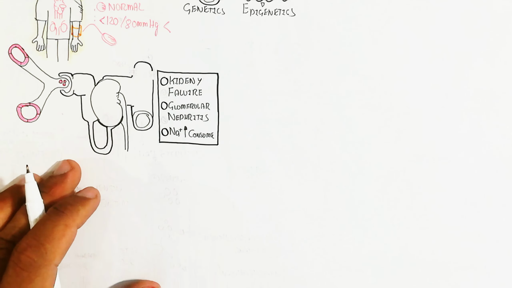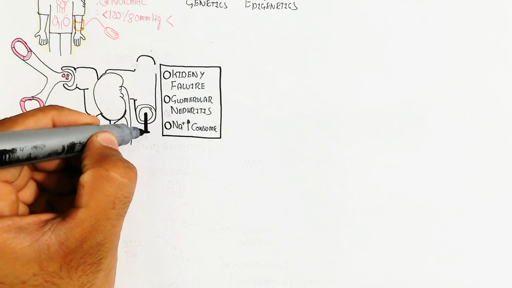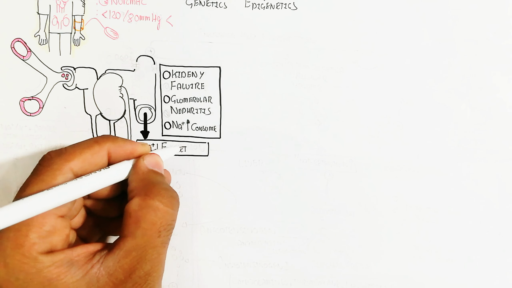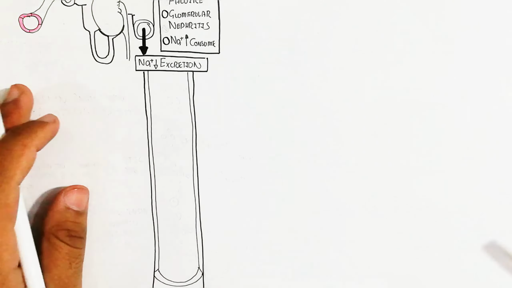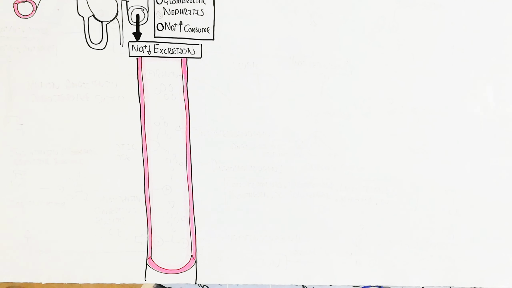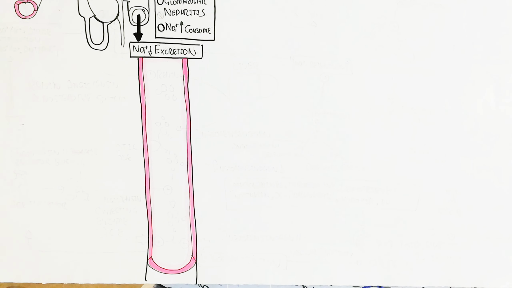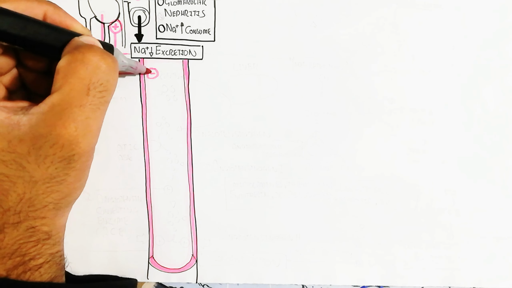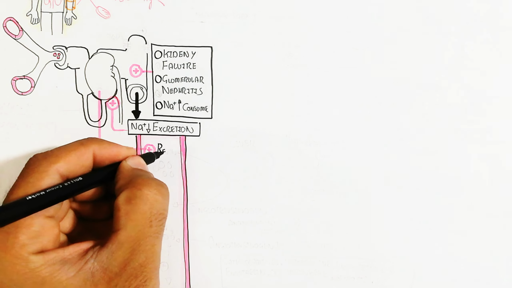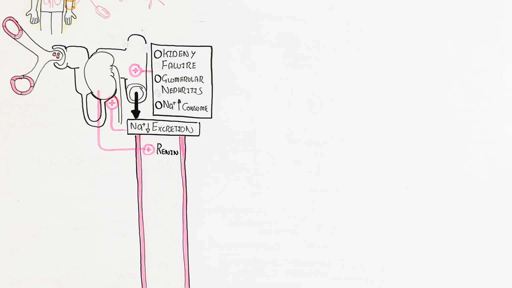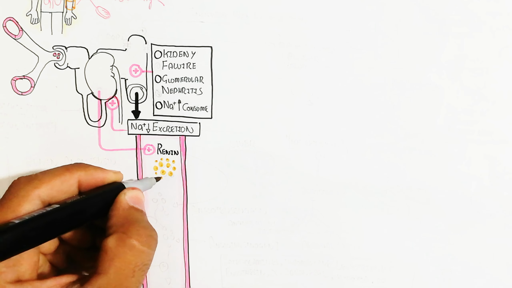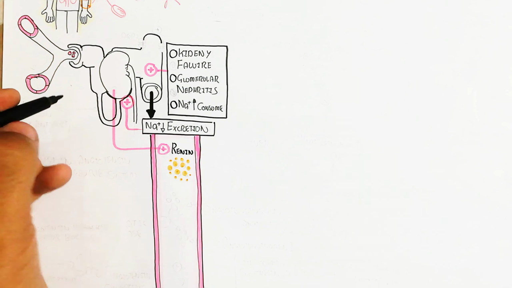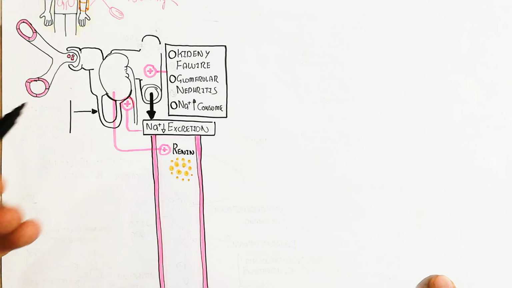For example, kidney failure, glomerular nephritis, and sodium intake. When we increase the intake of table salt, the excretion will decrease, and in this way the juxtaglomerular cells of the nephron will produce renin, due to the lower excretion of sodium. The renin basically goes to the liver and stimulates it to produce angiotensinogen.